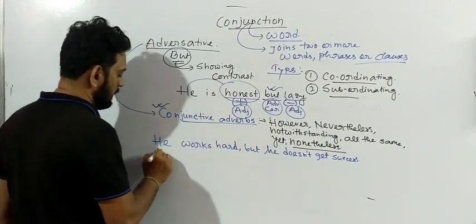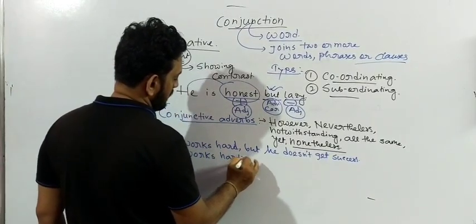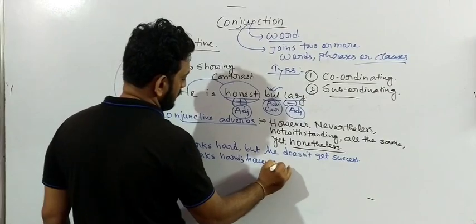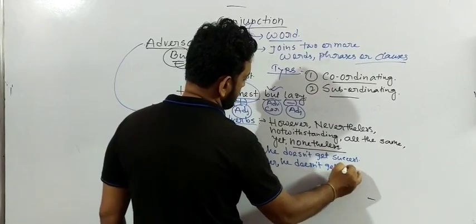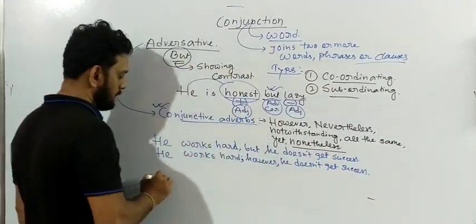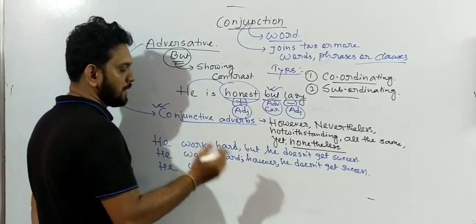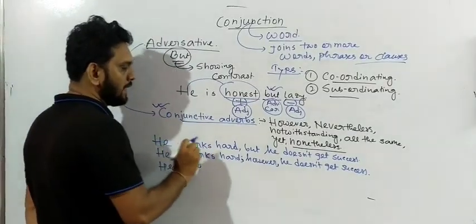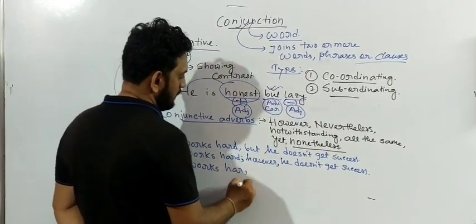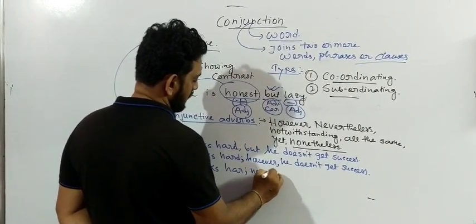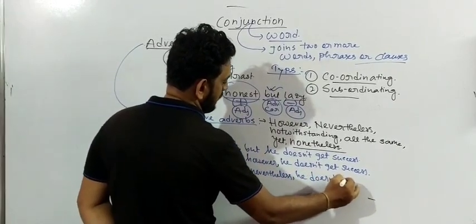So I can also write, he works hard, however, he doesn't get success. I can also write, and I have taken the same example for your understanding, because if I give the same example, you can easily understand the concept. That's the reason I have written the same examples. He works hard, nevertheless, he doesn't get success.